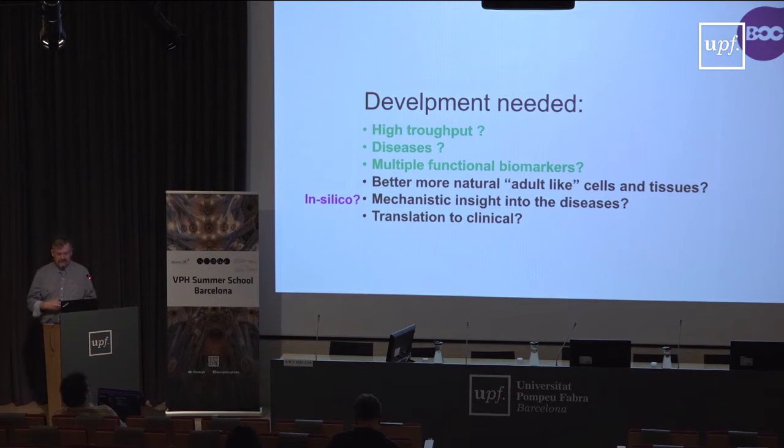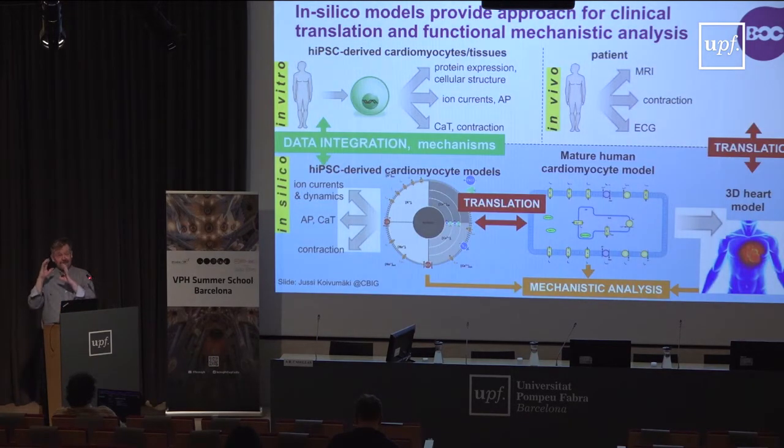So we have shown that you can have higher throughput, you can have diseases, multiple biomarkers, but how about mechanistic insight into disease and translation? Maybe the in-silico would work. So finally I go to in-silico. A lot of work in vitro. And this is actually a slide made by Jussi Koivumäki, who is a kind of lecturer now in Tampere and part of my group.